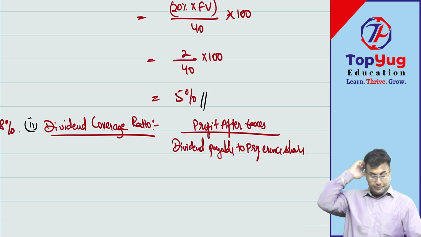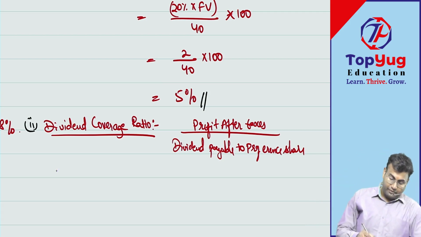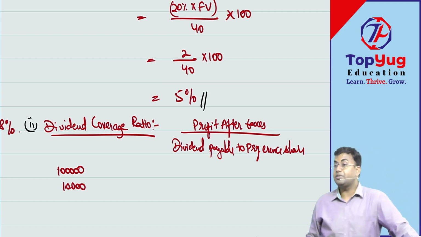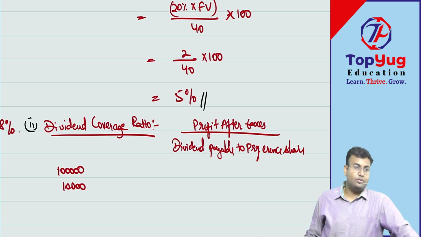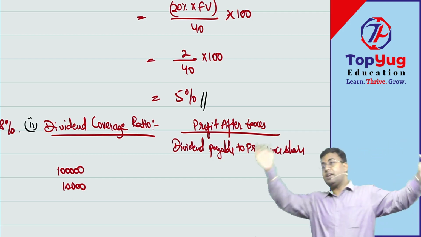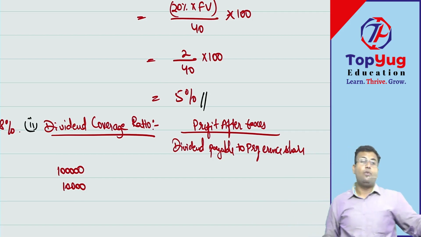Let's take an example, sir. Hypothetically, I have 1 lakh rupees of profit and I'm making an interest payment of 10,000. So what is my interest coverage? 10 times, yes or no? Because I'm making profit 10 times my interest payouts. Yes. So you have understood cover. So how big a cover do you have?